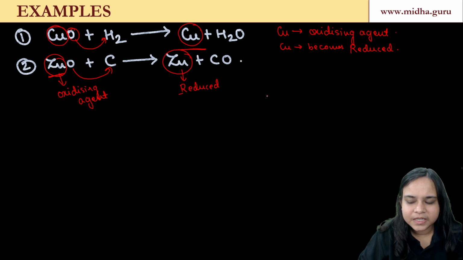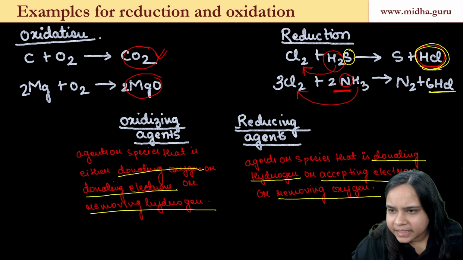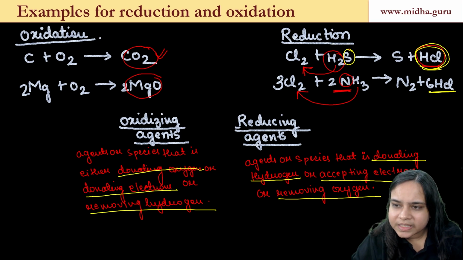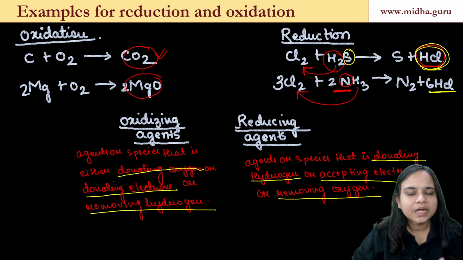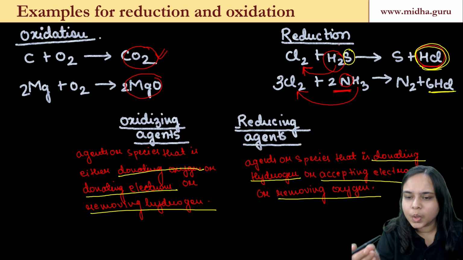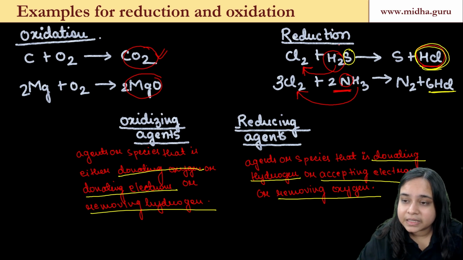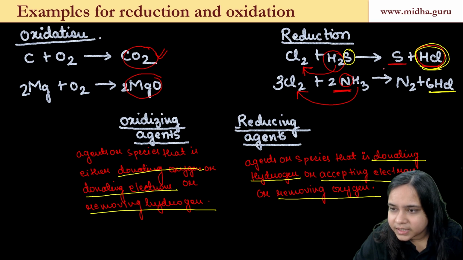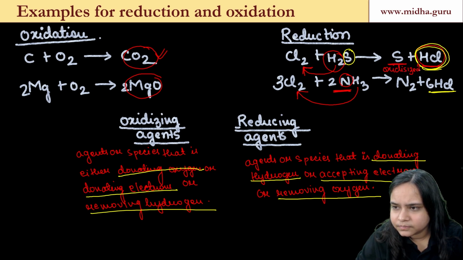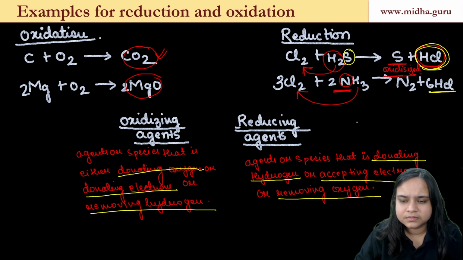And in case, like in the previous slide, this sulfur was donating its hydrogen to chlorine, so it is acting as a reducing agent. The species which is donating its hydrogen to another species or compound is a reducing agent and itself becoming oxidized, because removal of hydrogen is oxidation.